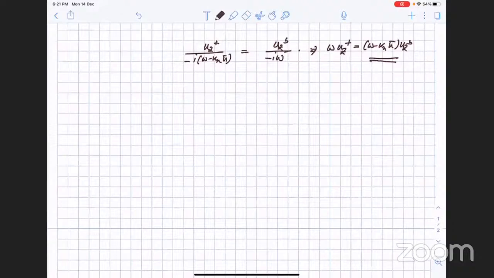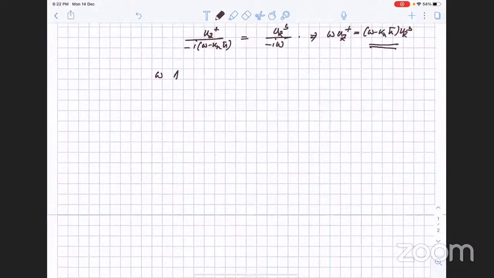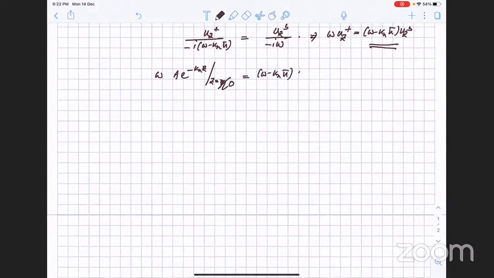So uz is a exponential minus kxz. So I'll have omega a exponential minus kxz evaluated at z equals 0, because I'm doing linearization. It should actually be z equals eta, but in the linear theory this would be evaluated at z equals 0. And then this will be omega minus kx u bar, and this will be a2 exponential of plus kxz evaluated at z equals 0. So when I do that, I get a1 omega is equal to a2 omega minus kx u bar.